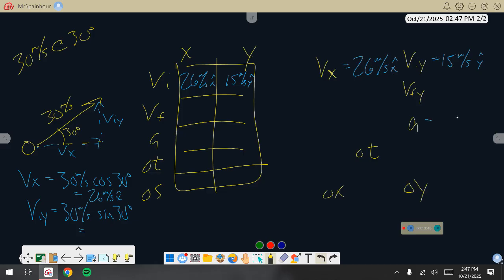So if you're on the right side, you can just put negative g in that case. If you're on the left side, you would put negative g, but you would also put that this is 0 meters per second squared x hat.